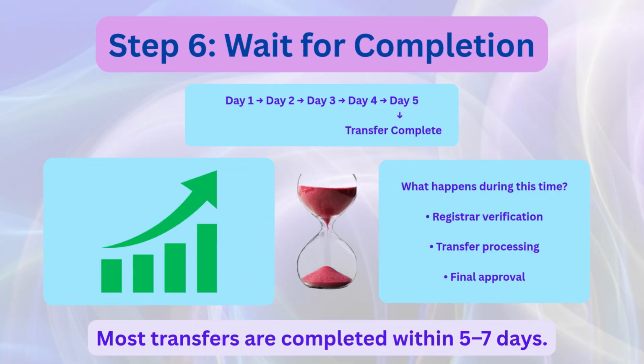Once the transfer request has been approved, the waiting period begins. Most domain transfers are completed within 5 to 7 days, although some may finish sooner depending on the registrars involved. During this time, the registrars verify the transfer request, process the transfer, and complete the final approval steps. In most cases, your website and email services will continue working normally throughout the process. At this stage, there is usually nothing more you need to do except monitor the transfer and wait for completion.